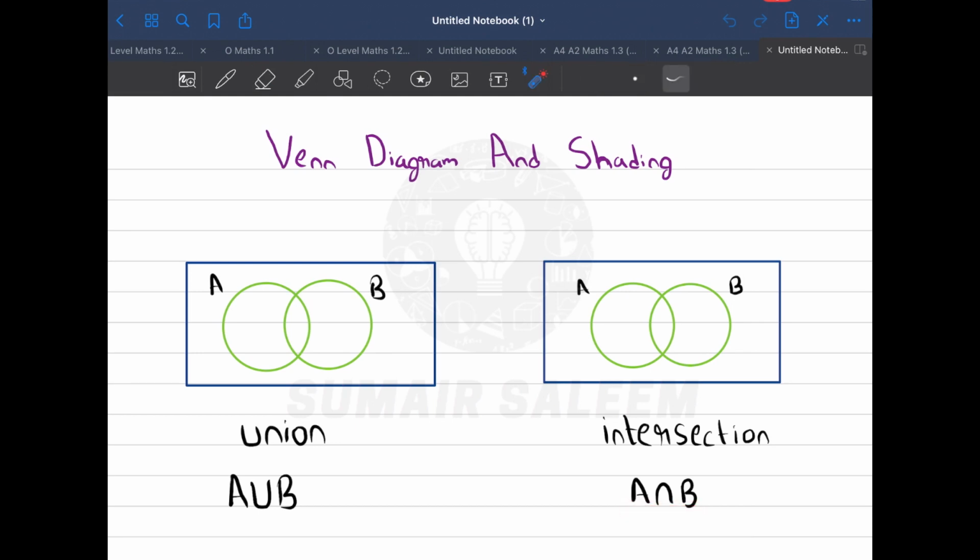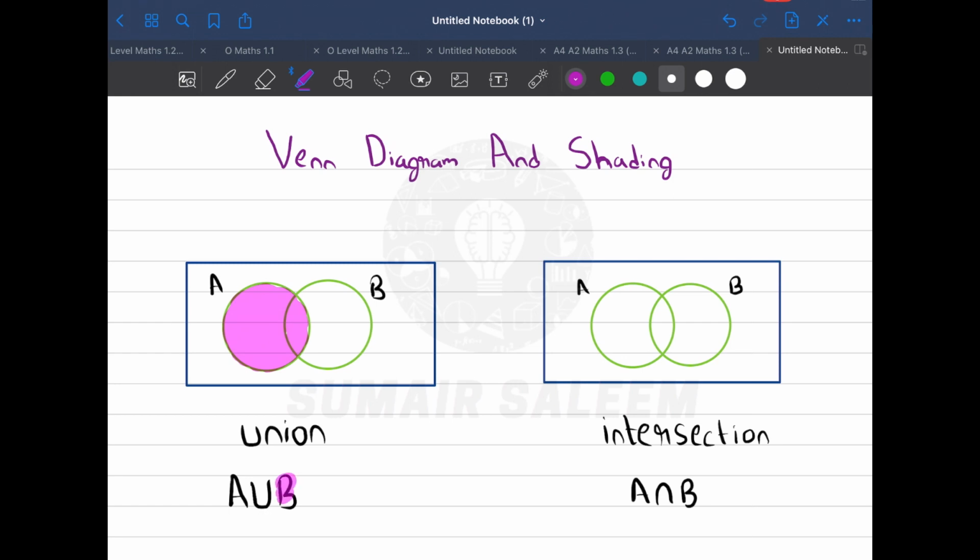How will you shade A union B? Guys, what's written first here? A. So the first step in case of union is shade A. Shade entire A. Don't think that it's covering part of B. Just ignore that thing. It says A, shade A, and it's done.